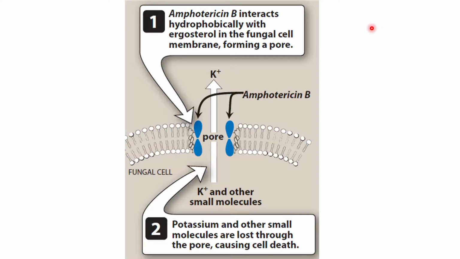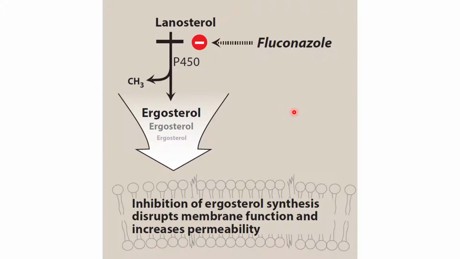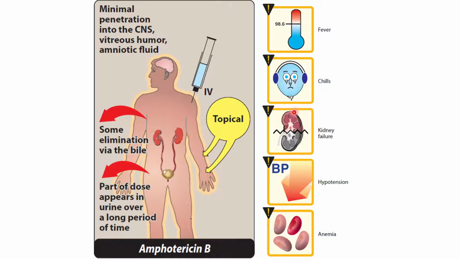So amphotericin B is one of the first ergosterol-targeting drugs, and will make a pore that goes through the ion channel, and this leads to potassium and calcium loss and death of the cell. Amphotericin B is injectable, and can also be applied topically, and adverse effects include fever, chills, kidney failure, hypertension, and anemia.